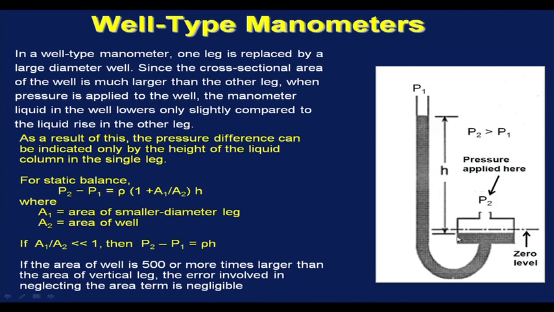Since the cross sectional area of the well is much larger than the cross sectional area of the other leg, when the pressure is applied to the well, the manometer liquid in the well lowers only slightly compared to the liquid rise in the other leg.